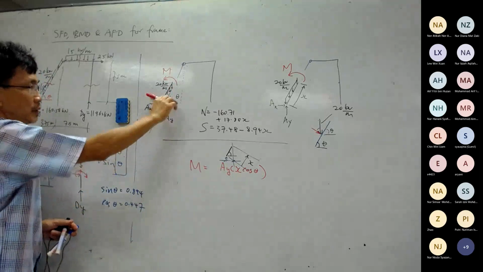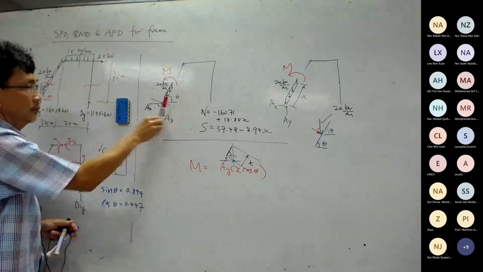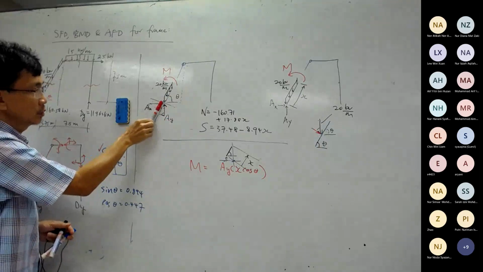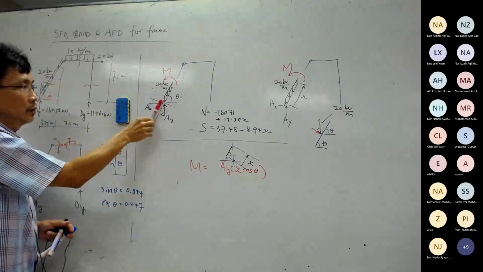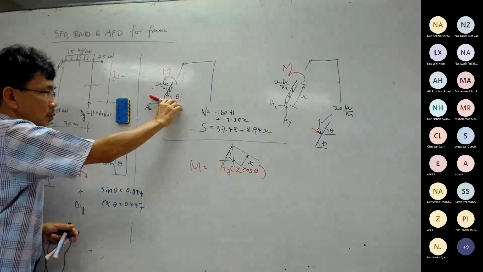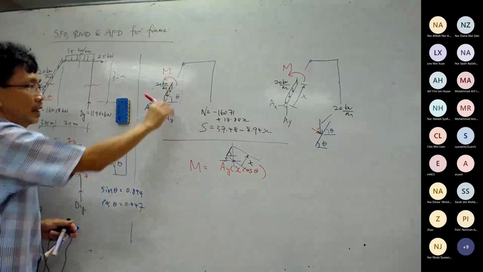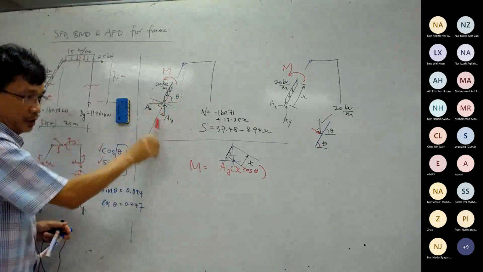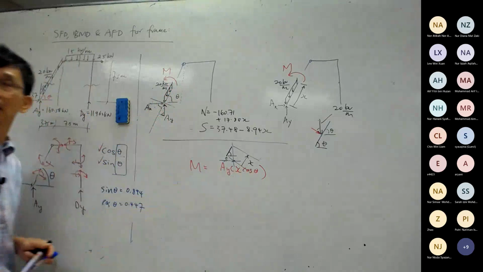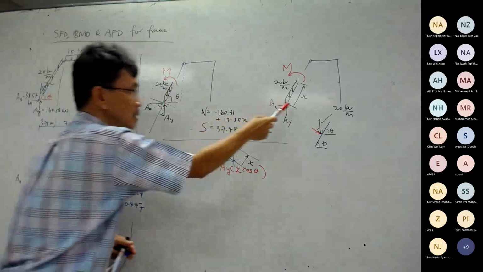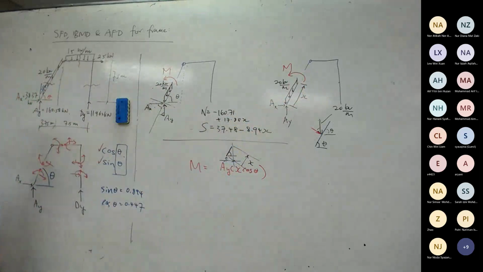Get the component of this in this direction and get the component of this in this direction. The component in this direction will not cause moment. Only this component will cause moment here, and that component is AY cos theta. Then you multiply with the perpendicular distance, which is X. So at the end, they are the same.